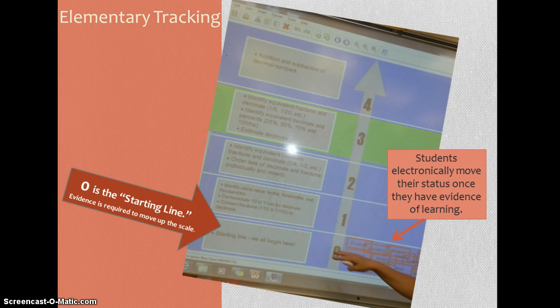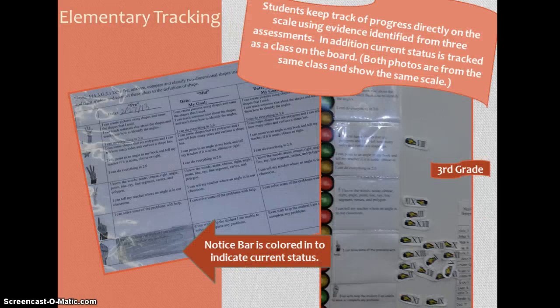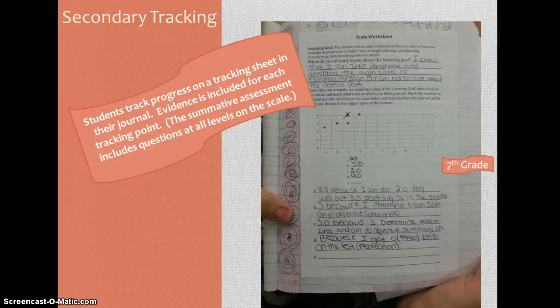This example of student tracking is created using a smartboard. The students electronically move their status or their name once they have evidence of their learning. This example uses a pre, a mid, and a post to describe the student's progress. Notice that the bar is colored in to indicate their current status. At the secondary level, you can use tracking progress in the tracking notebook.